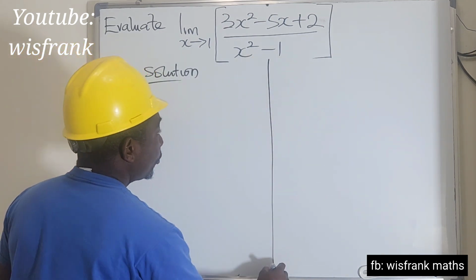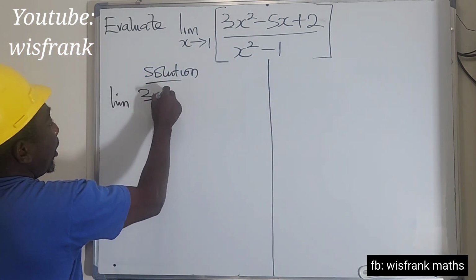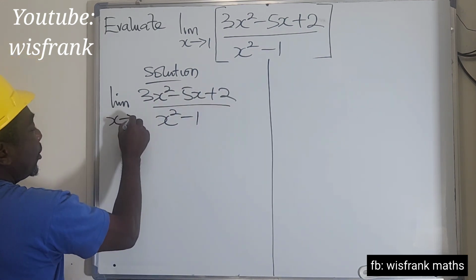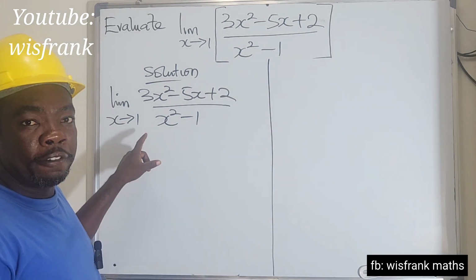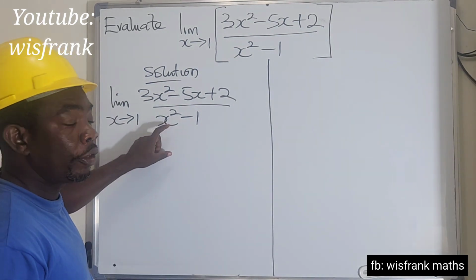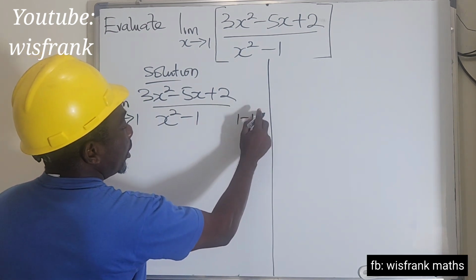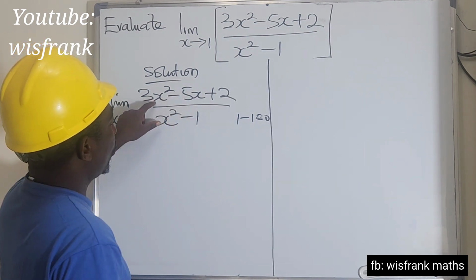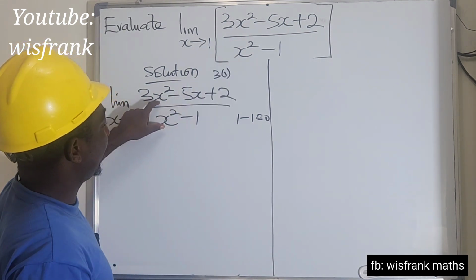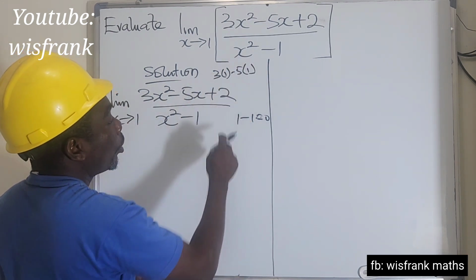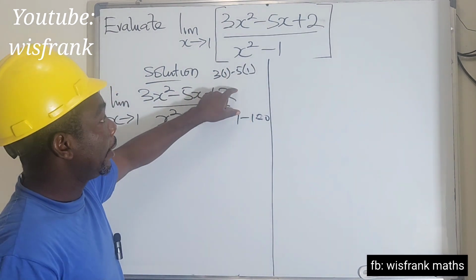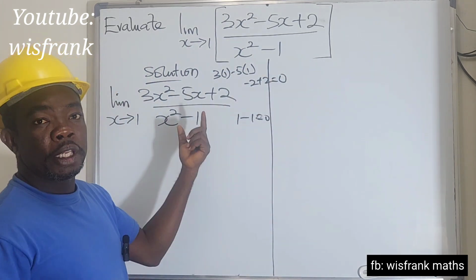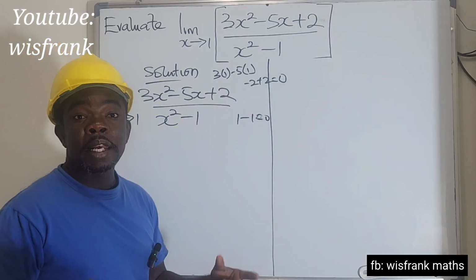We divide our board into 2. We are given the limit of 3x squared minus 5x plus 2 all over x squared minus 1 as x tends to 1. If we set x equal to 1, for the denominator, 1 minus 1 equals 0. So the denominator is 0. For the numerator, when we put x as 1, 3 into 1 is 3, 3 minus 5 is minus 2, then minus 2 plus 2 gives us 0. So we have 0 over 0, which is an indeterminate expression.